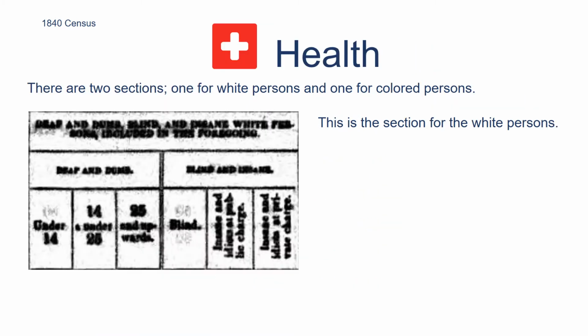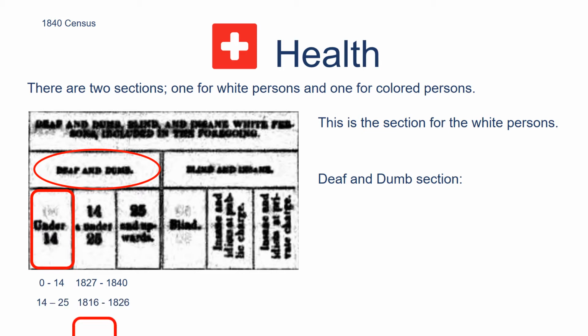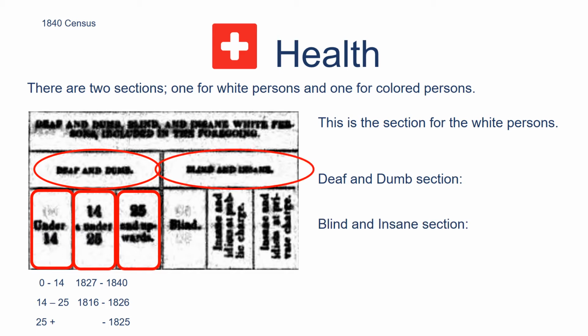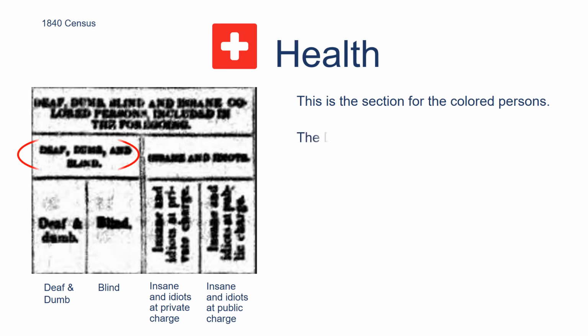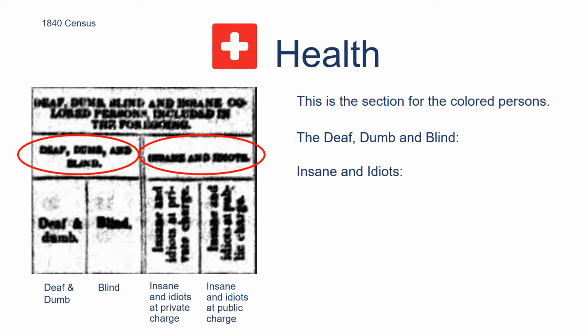Health. There are 2 sections, one for the white persons and one for colored persons. This is the section for white persons. Deaf and dumb section. 0 to 14, born 1827 to 1840. 14 to 25, born 1816 to 1826. 25 and older, born 1825 and earlier. Blind and insane section. Blind, insane, and idiots at public charge. Insane and idiots at private charge. This is a section for the colored persons. The deaf, dumb, and blind. Insane and idiots.